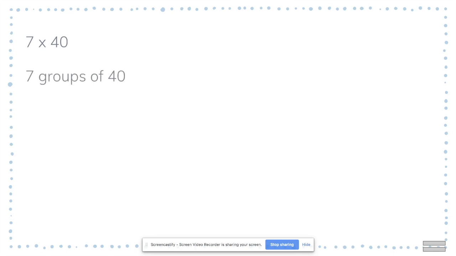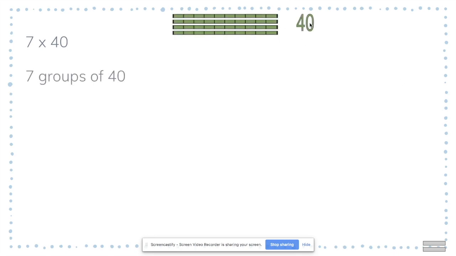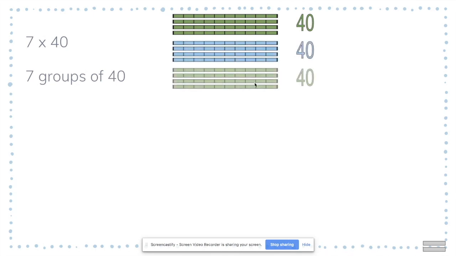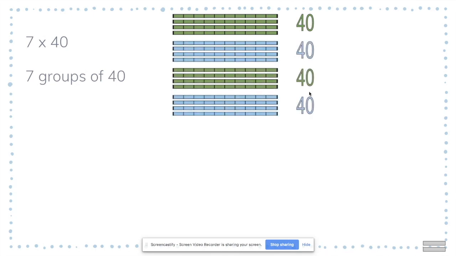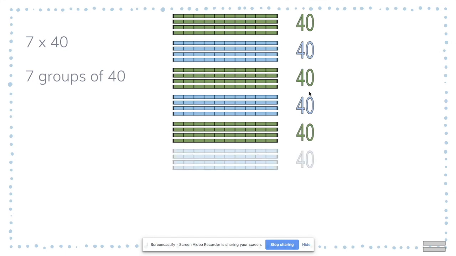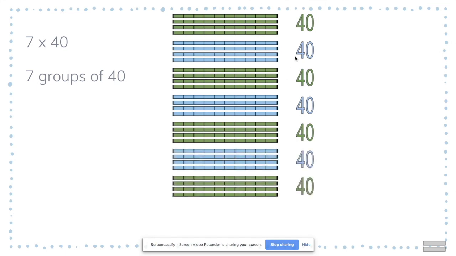We're going to model it a little bit differently this time. So we have 40, 40, 40. That's 3 groups of 40, 4 groups of 40, 5 groups of 40, 6 groups of 40, 7 groups of 40. All right, we have 7 groups of 40, so we could count each one individually. But this time, let's go ahead and add it up. We got repeated addition happening, right? 40 plus 40 plus 40 plus 40 plus 40 plus 40 plus 40.